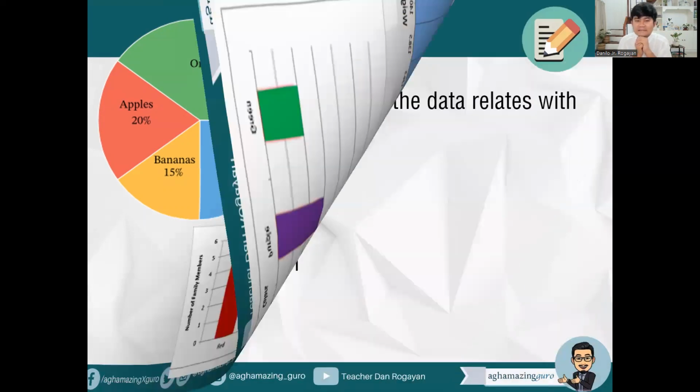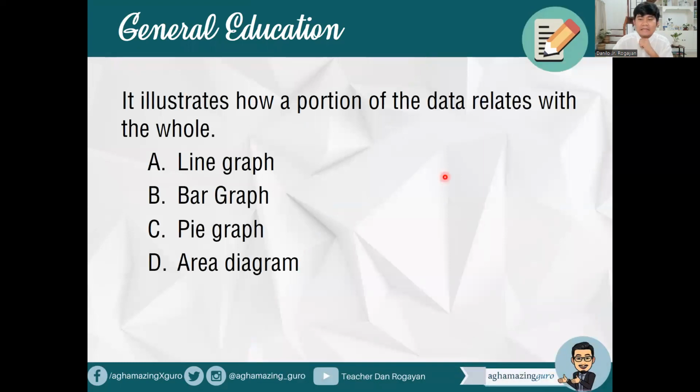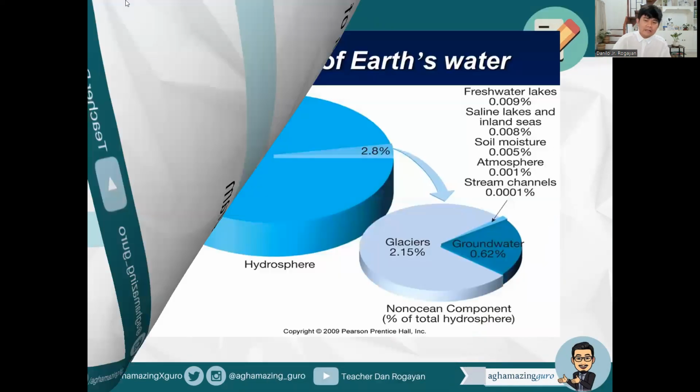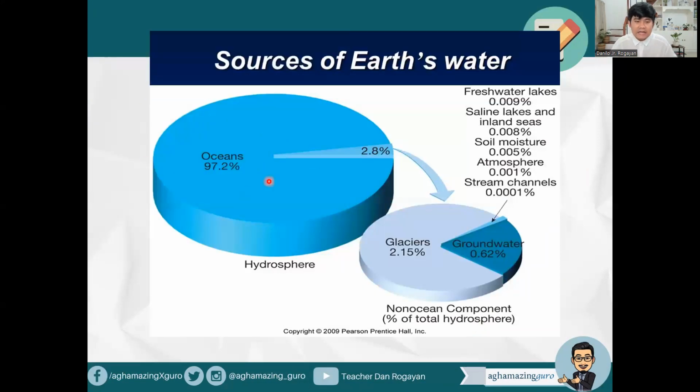Okay? So next, it illustrates how a portion of the data relates with the whole. A, line graph, B, bar graph, C, pie graph, D, area diagram. So what is the correct answer when you want to illustrate the portion of the data relating to the whole? That is, of course, your pie graph, also called the circle graph. So if you see portion of data relating to the whole, pie graph. An example of a pie graph is this one. So this is actually a pie graph.